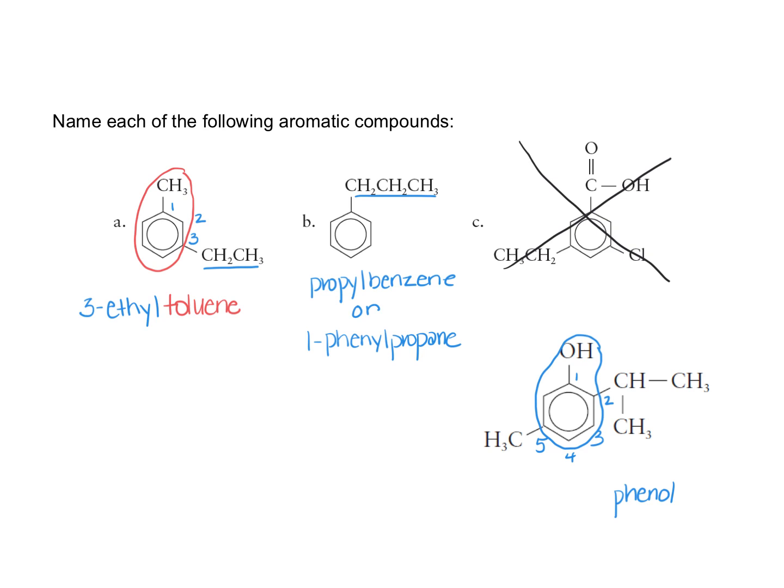So when we name this, this would be 2-isopropyl 5-methyl phenol. And so those are some examples of different ways that we will name aromatic compounds. And of course, we will do more examples in class.